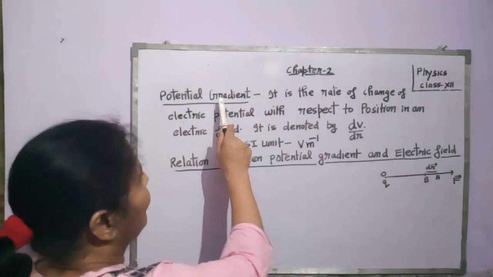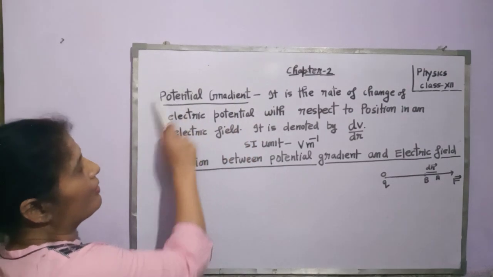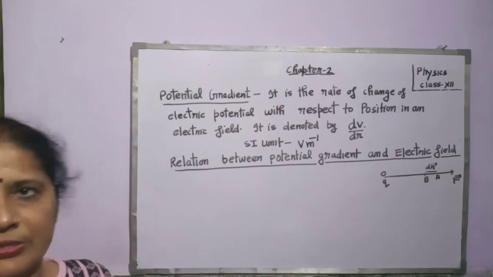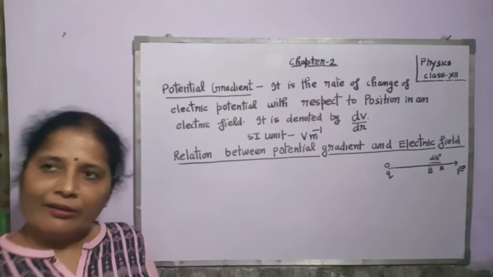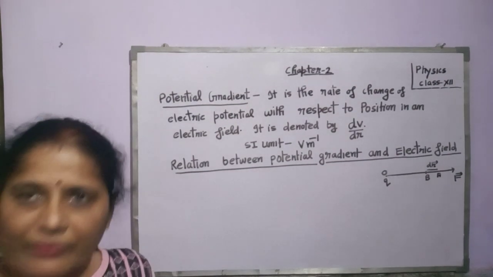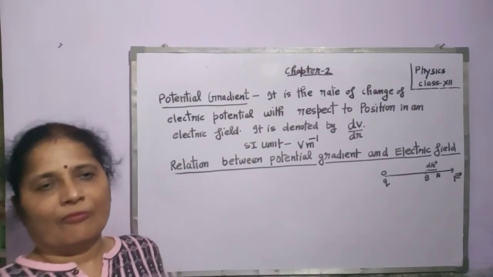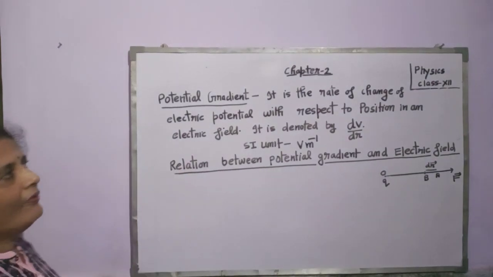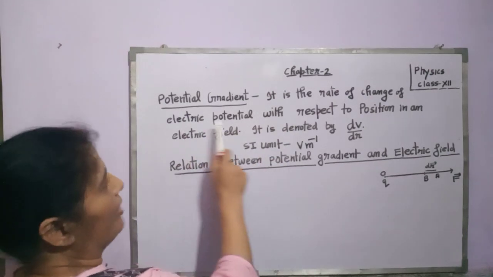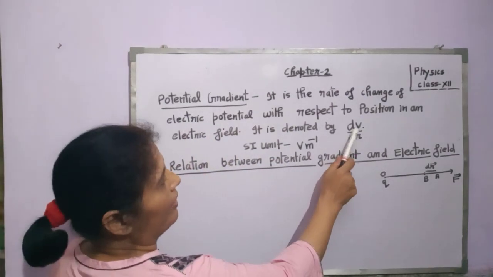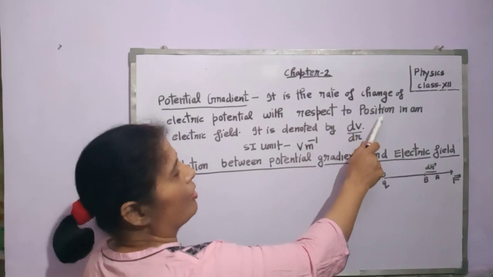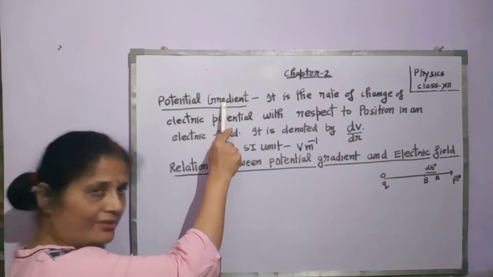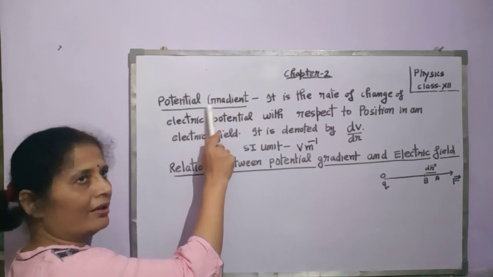Whenever the word gradient is added to any physical quantity, that means that physical quantity is divided by the distance. For example, temperature gradient means temperature is divided by the distance. Velocity gradient means velocity is divided by the distance. Similarly, potential gradient means the rate of change of electric potential with respect to position, or you can say distance, in an electric field. That means potential divided by the distance is known as the potential gradient.